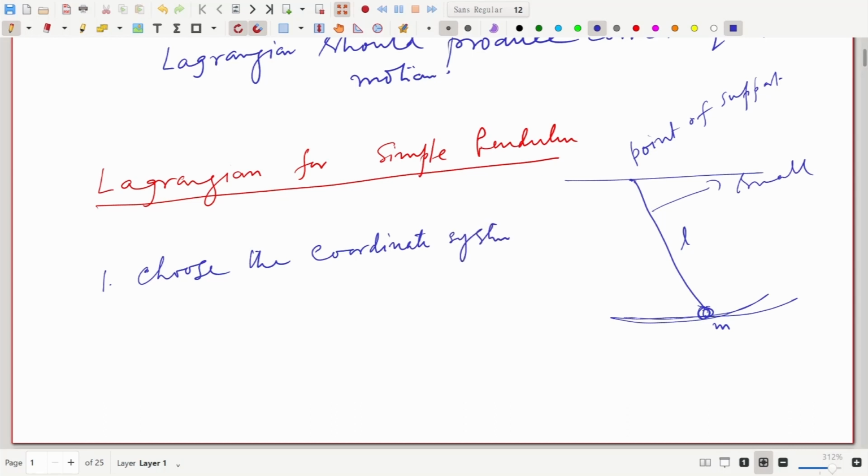Appropriate for your problem. So, in this case let us choose the coordinate system as this is my x axis and this is my y axis. Okay. And then in this coordinate frame, this mass point at any arbitrary time is described by the coordinates x and y.